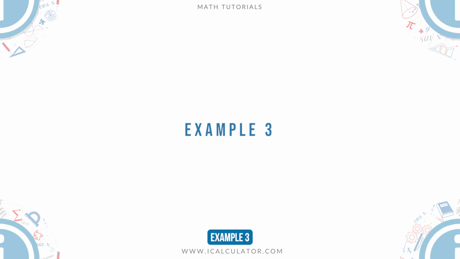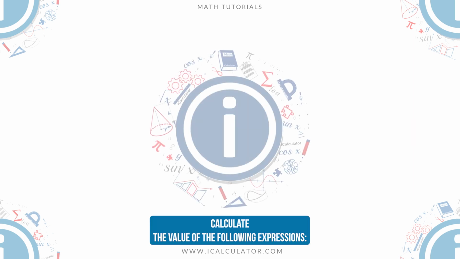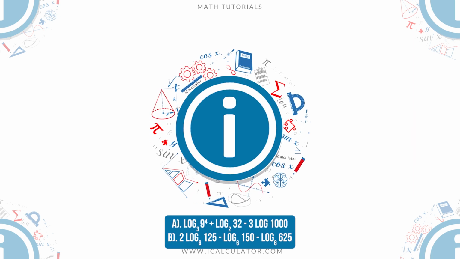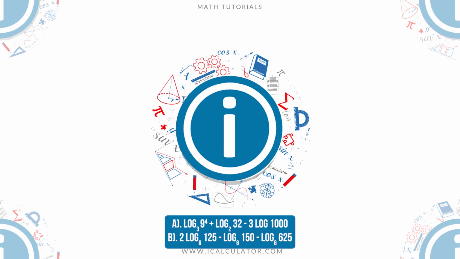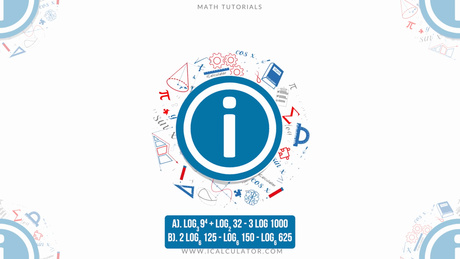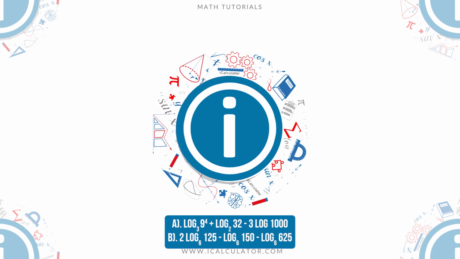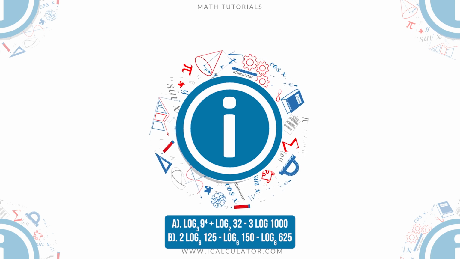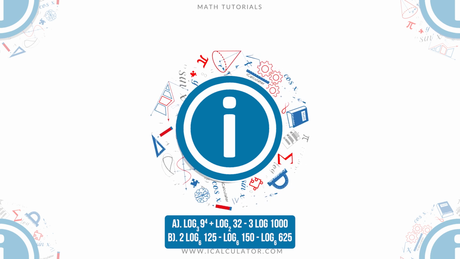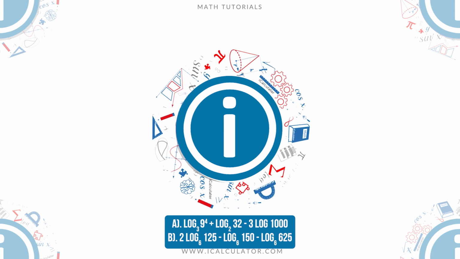Example 3. Calculate the value of the following expressions: a. log 3 9 to the power of 4 plus log 2 32 minus 3 log 10 1000. b. 2 log 6 125 minus log 6 150 plus log 6 625.